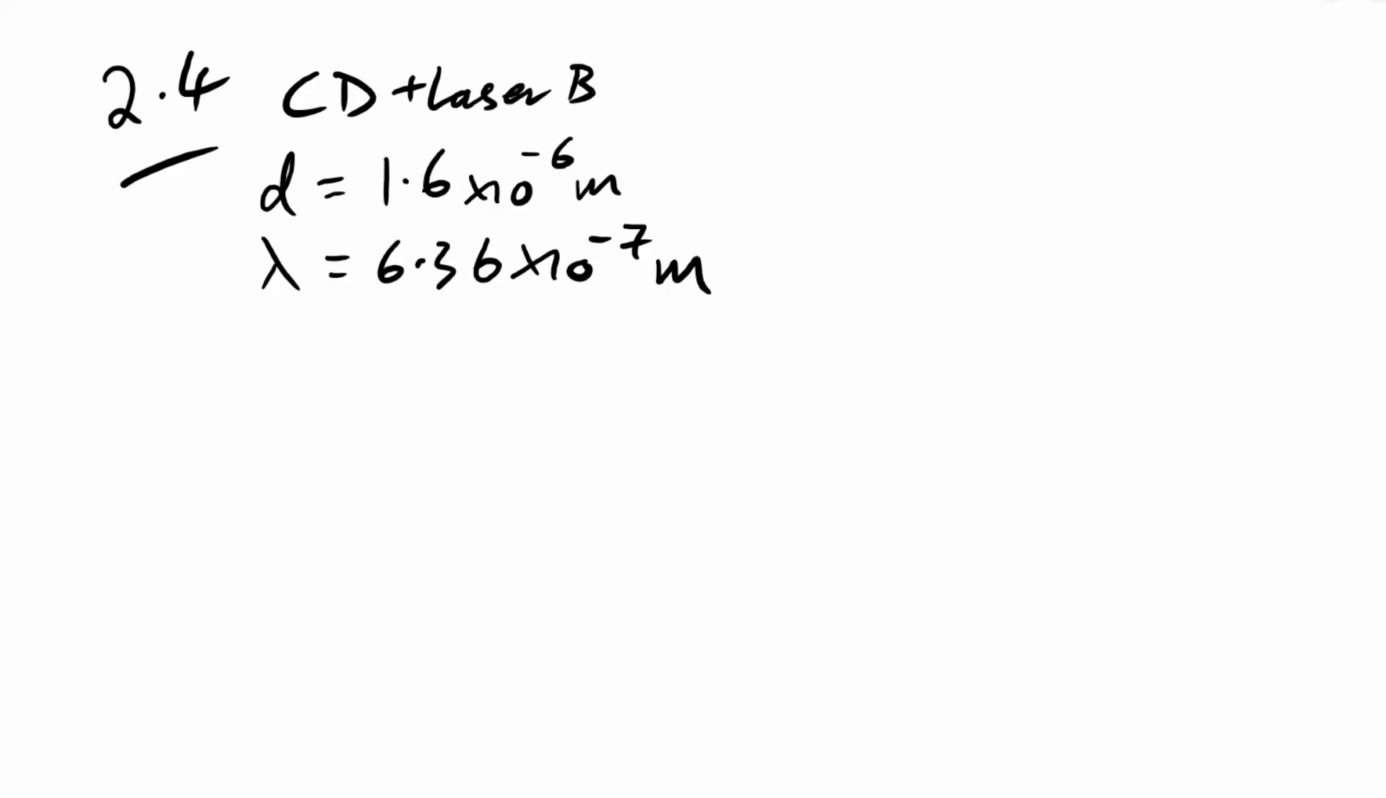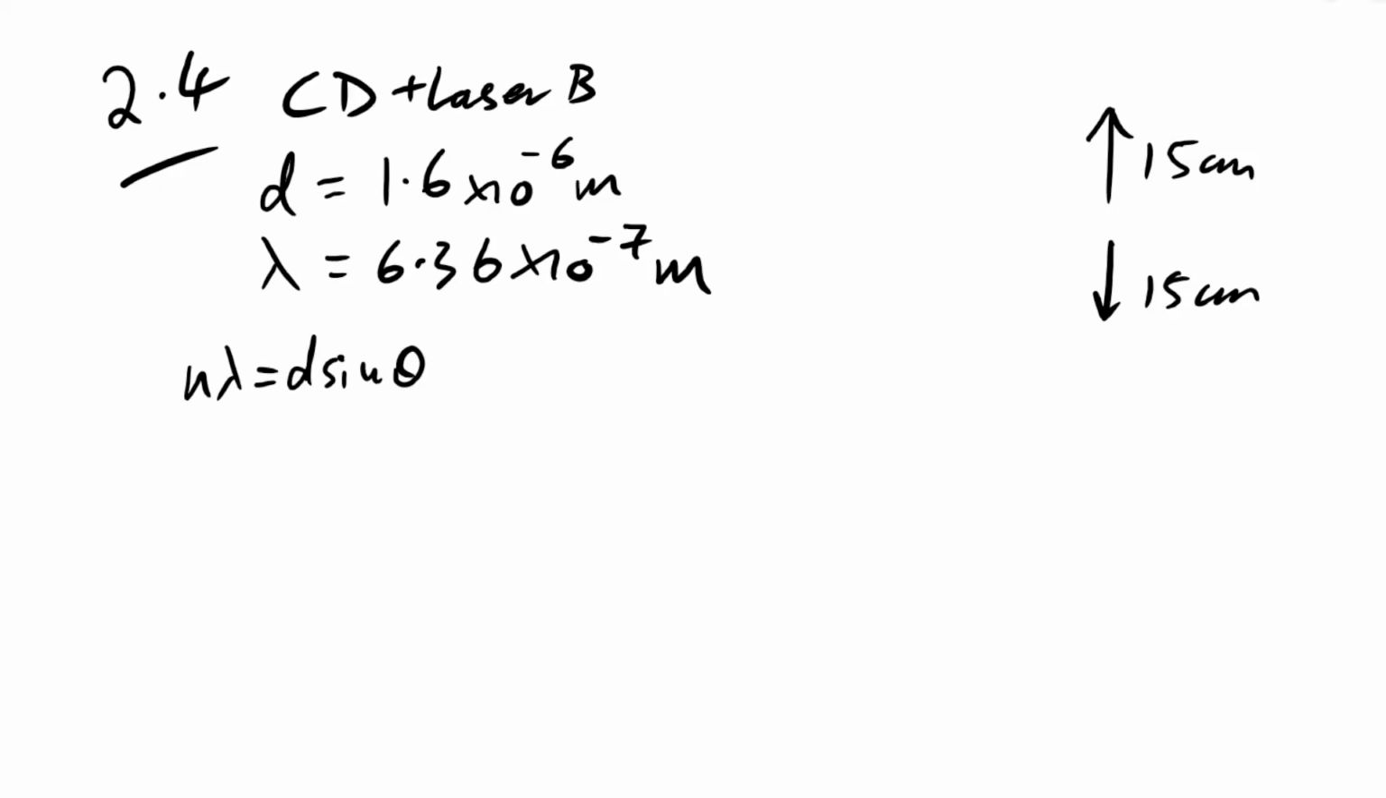So the laser and the CD are in fixed positions. The laser beam is horizontal and incident. The height of the screen can be adjusted. The screen has a diameter of that. The student predicts that using this arrangement, the greatest number of spots will be 3. Is the student correct? We know that n lambda is equal to d sine theta. If it's right in the middle like that, 15 centimeters either side, then we can have an angle of 45 degrees here. So let's see what order we would get at 45 degrees.